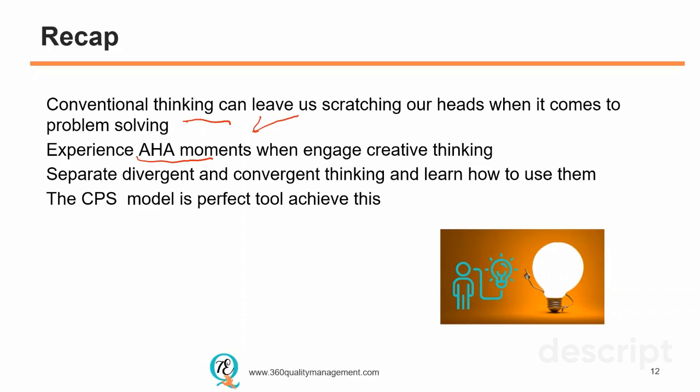And separate divergent thinking, which is the more creative part of free-flowing ideas, from convergent thinking, which stops ideas from coming up, because we tend to judge and organize the ideas. Learn how to use both the divergent and convergent parts that are in our brain. The creative problem solving model is really a perfect tool to achieve this kind of separation of divergent and convergent thinking.